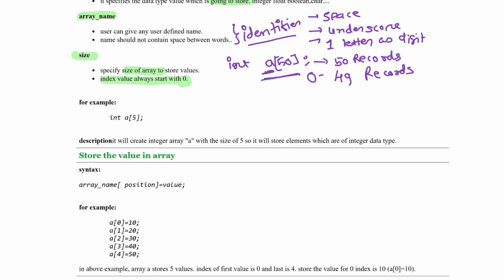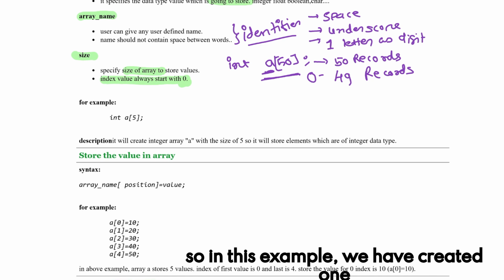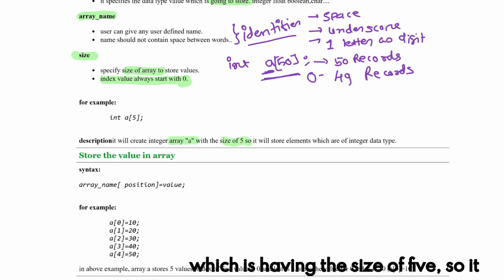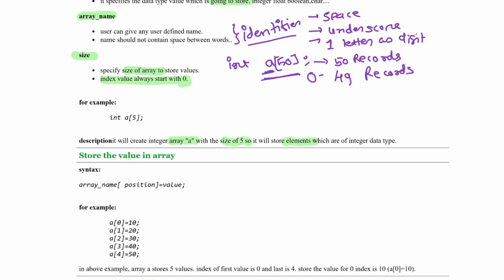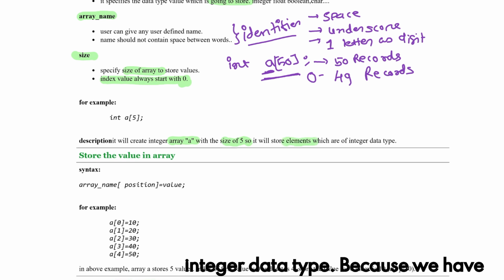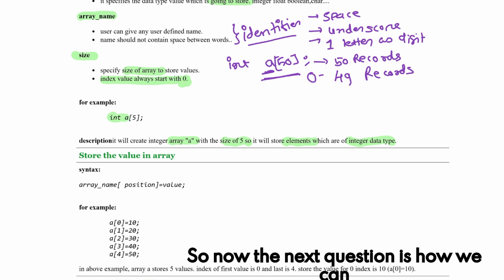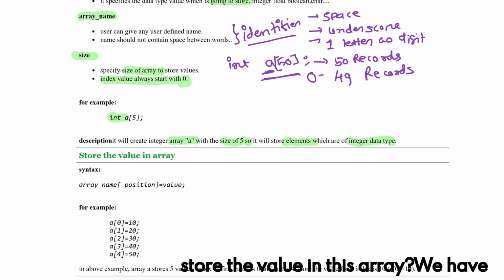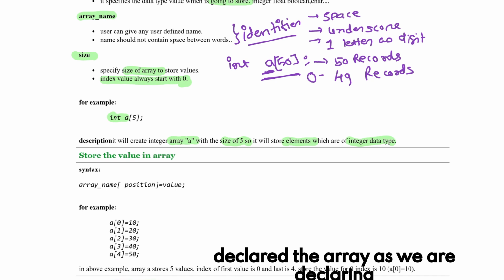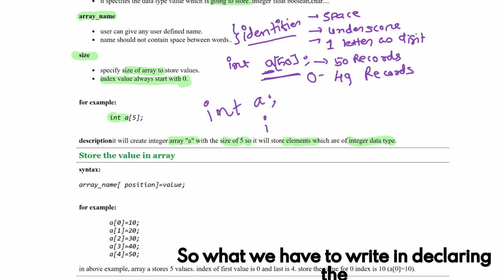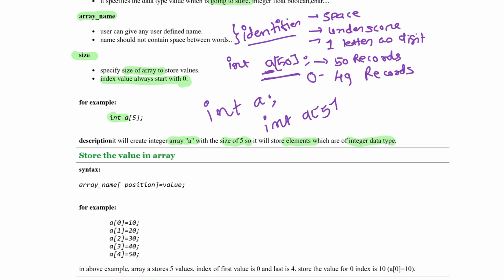In this example, we have created one array and its name is A. So we can say that A is an array which has the size of 5. So it can store 5 elements and all those values should be of integer data type because we have declared its data type as int. So now the next question is how we can store values in this array. We have declared the array just like declaring a variable, int a. So for declaring the array we write int a[5].